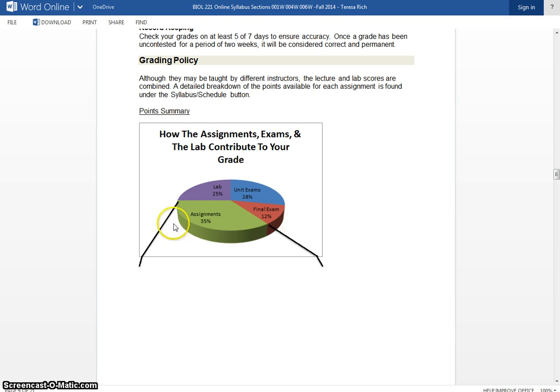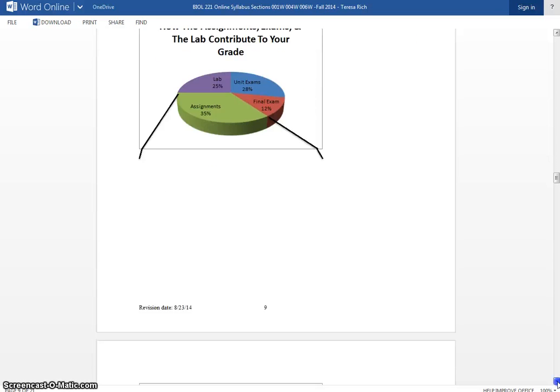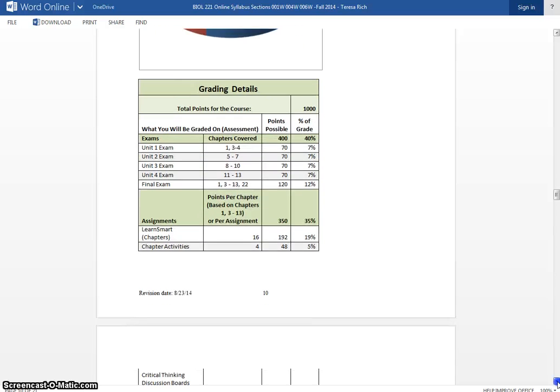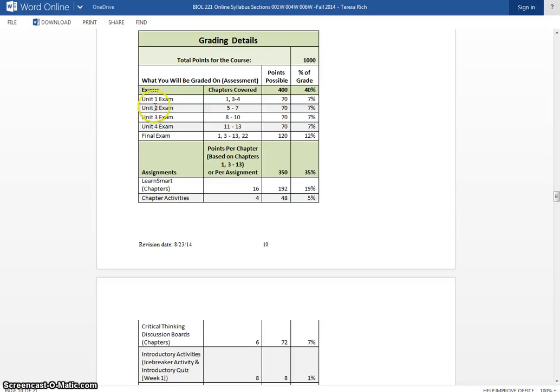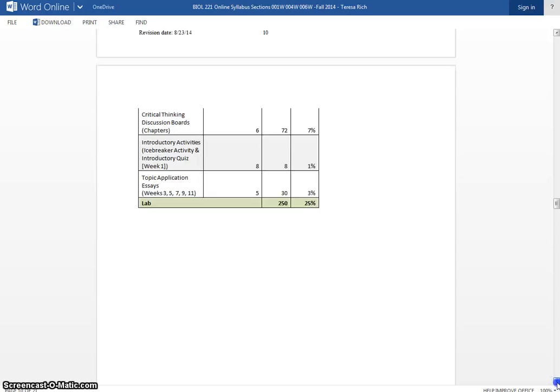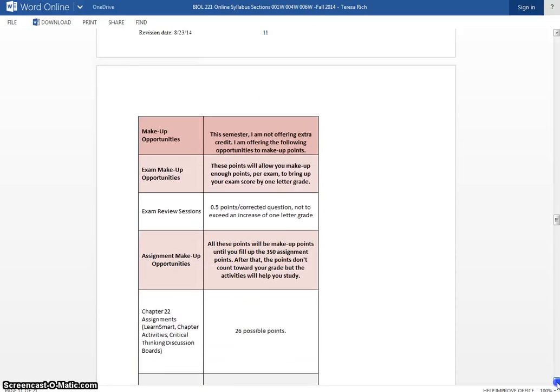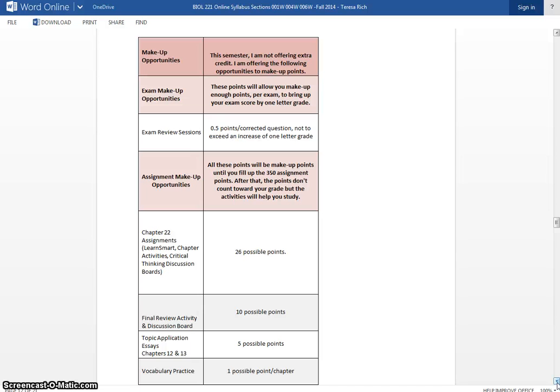Okay, grading policy. I have some lovely pie charts that show visually how each of the contributions to your points add up to the whole. Now, if you prefer to have it in table form, here it is in table form. This basically tells you how many points are for each exam, what chapters are covered, what assignments there are, what chapters are included, all of that fun stuff. Now down below, I detail your makeup point opportunities. We'll talk more about the exam review.